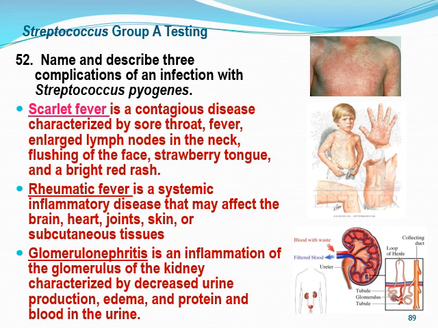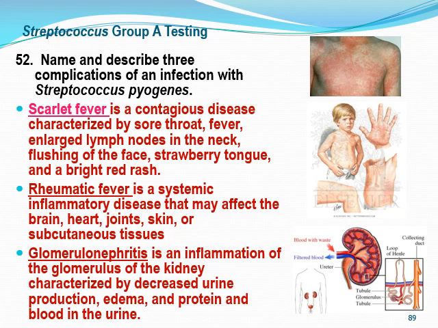So there's complications, right, associated with the strep infection? We have scarlet fever, which is a very contagious disease, characterized, just like with strep throat, except they get that real flushed face, a strawberry colored tongue, and a very bright red rash, okay? And you'll see that in those pictures. We also look at rheumatic fever, which is a systemic inflammatory disease that may affect the brain, the joints, the heart, and subcutaneous tissues.